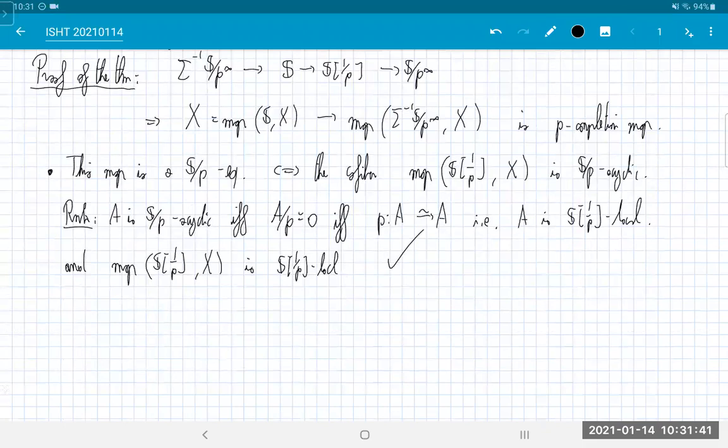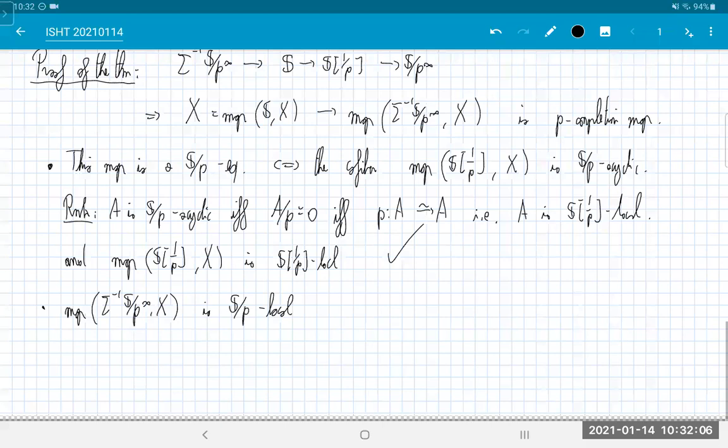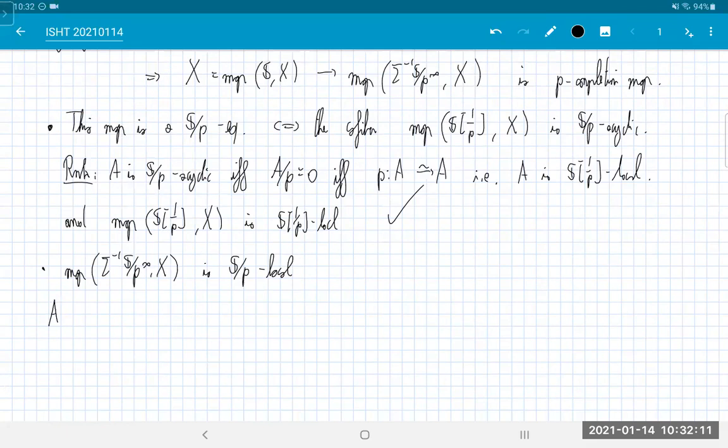And to prove that the target is S mod P local, so next step is to prove this. And yeah, there are a bunch of ways. We could actually use the description we said earlier for this object, but I'm going to do a slightly different thing. So let A be S mod P acyclic. And we need to prove that maps from A to this is zero. That's what we need to prove. That's what it means to be local.